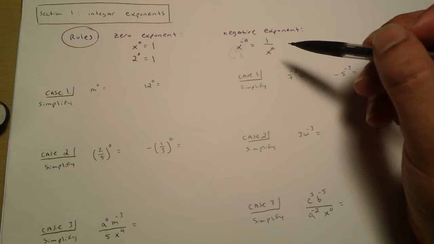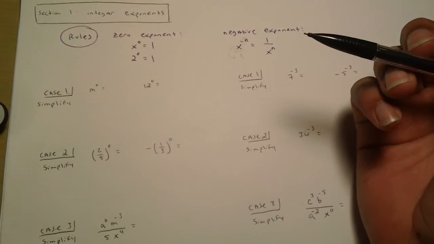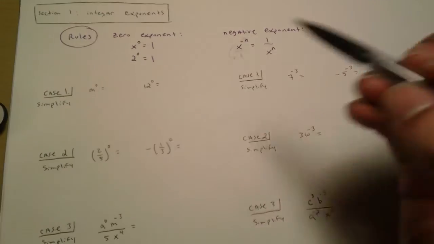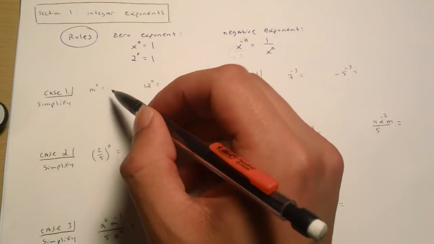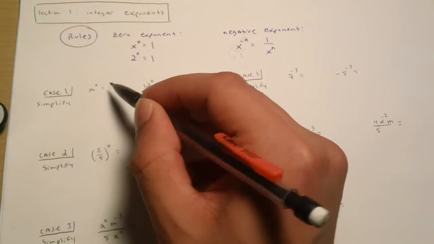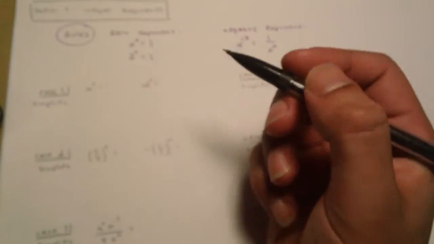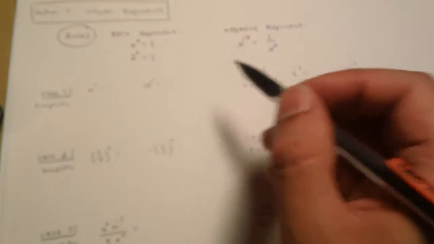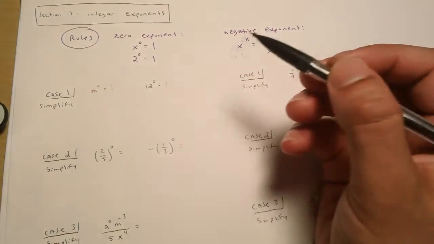And so to show that, I'm probably going to do a couple of examples with you. I'll start off with the zero exponent, and in case 1 we're asked to simplify it, so we have m to the 0 power, which is always equal to 1. It could be a letter or a number, it doesn't matter, and it could be 1,000 to the 0 power and it'll still be 1. So this rule should be fairly simple. So 12 to the 0 power equal to 1.